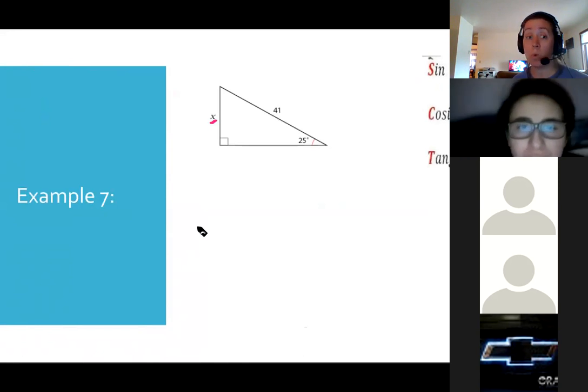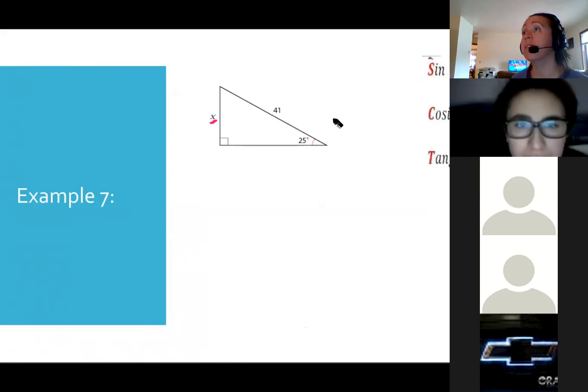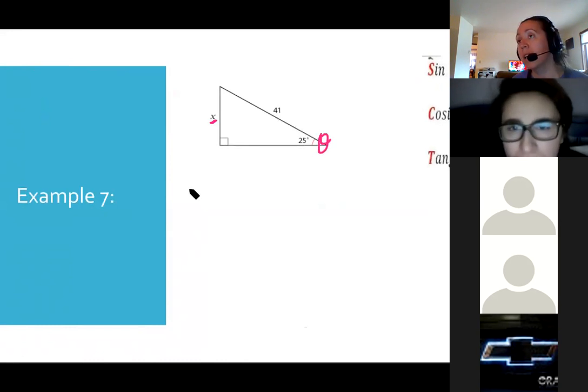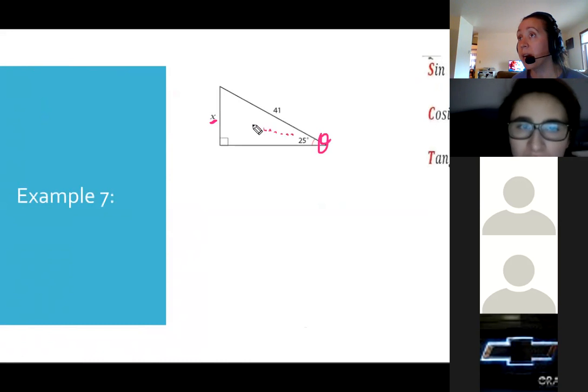So now we're going to say, what angle are they giving us? They're giving us this 25. This is our theta. This is where we focus. So we're going to say, according to that 25, what sides am I given? So I'm going to go straight across to check if I have something there for opposite. Oh, I do. I have an opposite. It's the x, but it still counts.